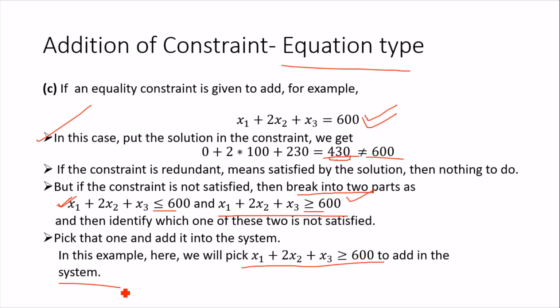So with an equation type constraint, that's the additional step: you do not directly add the constraint into the system with equality. You have to convert it into less than or equal to or greater than or equal to type because we need to have a basic variable, so we need to have a slack or surplus variable. So that's all about addition of constraint.